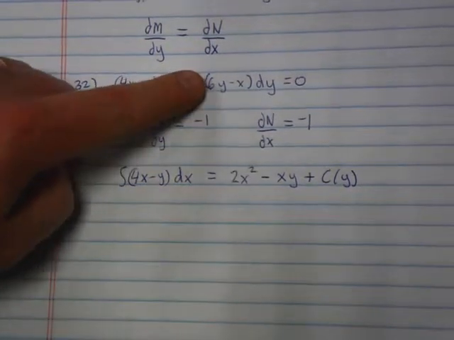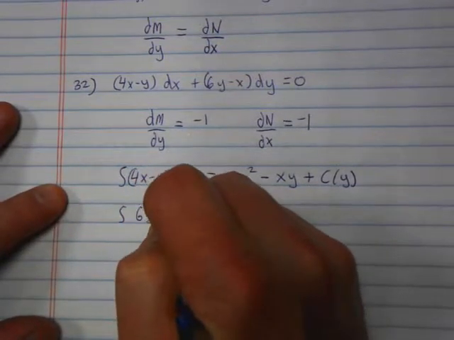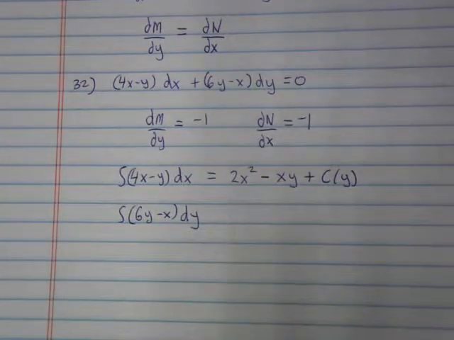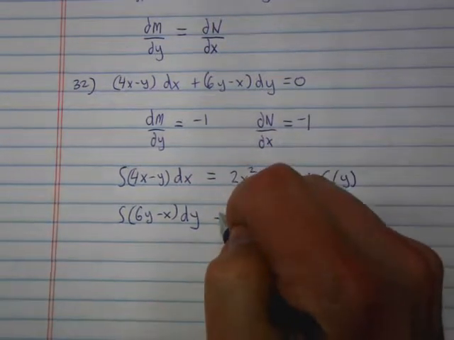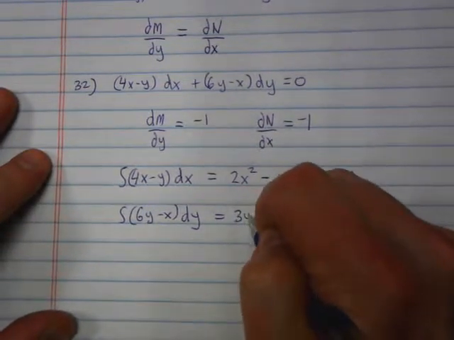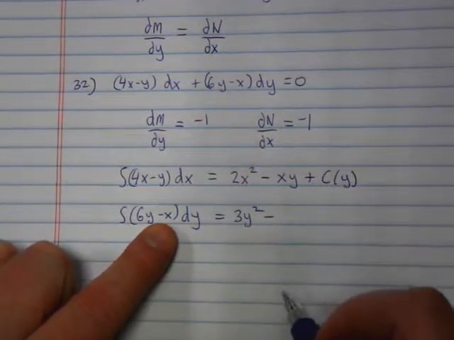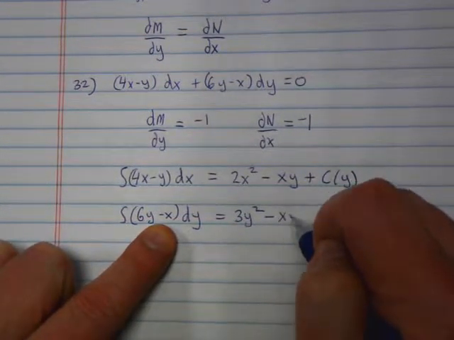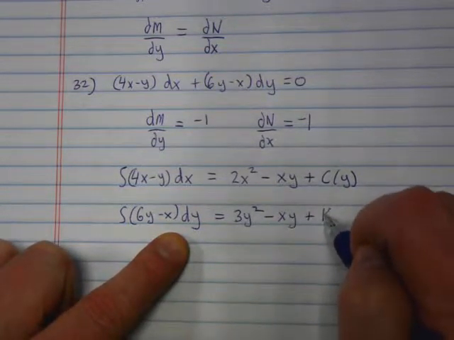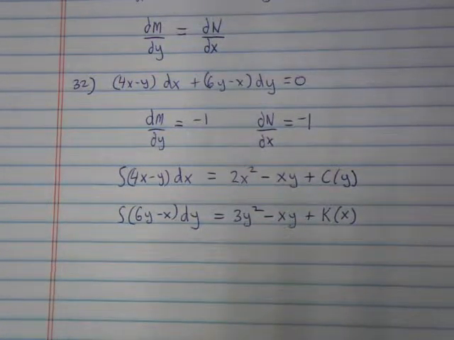Then I do the same thing. I take the antiderivative of 6y minus x dy. So I integrate both pieces. What's the integral of 6y? 3y squared. Minus, what's the antiderivative of x? xy plus, I'm going to use k, a different letter. And again, this could have a bunch of x's in it, couldn't it? k of x.